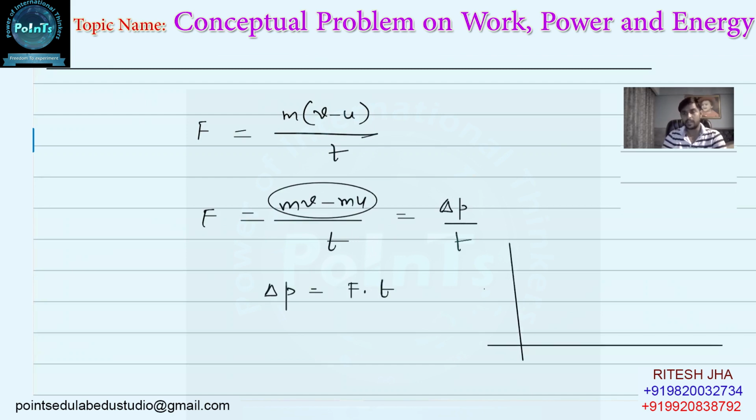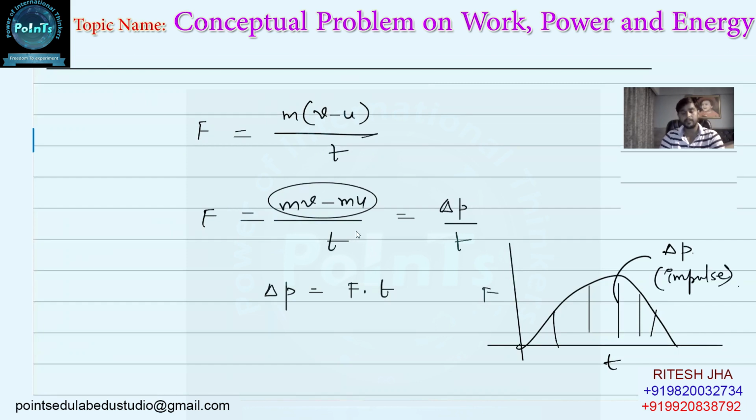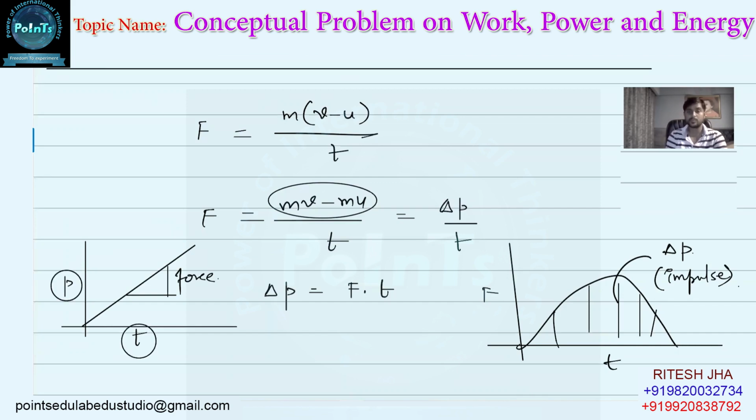Now, when you plot a graph of F versus t, the area under the graph gives you delta p. This is nothing but the impulse. But what about the slope? If force is mass times velocity, wouldn't the slope give us momentum? If you're having momentum versus time, then the slope gives you the force. But when you're having force versus time, the slope doesn't give you anything here.